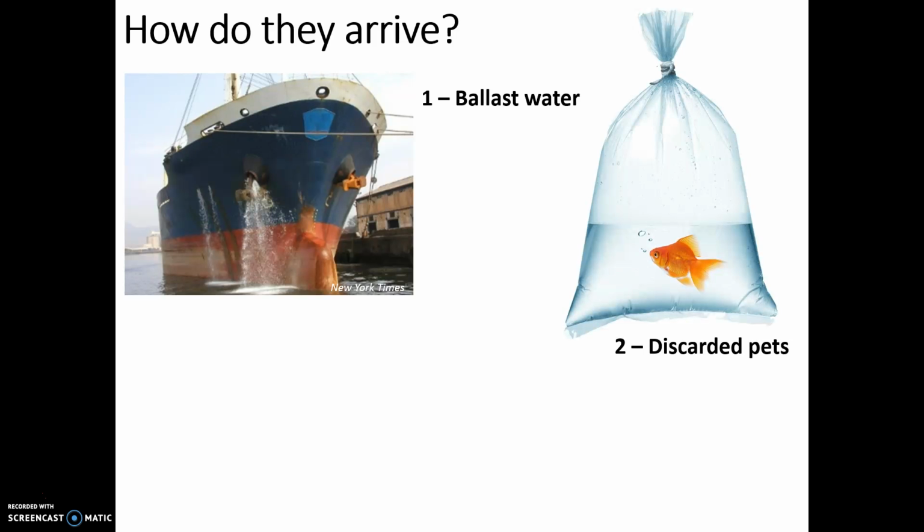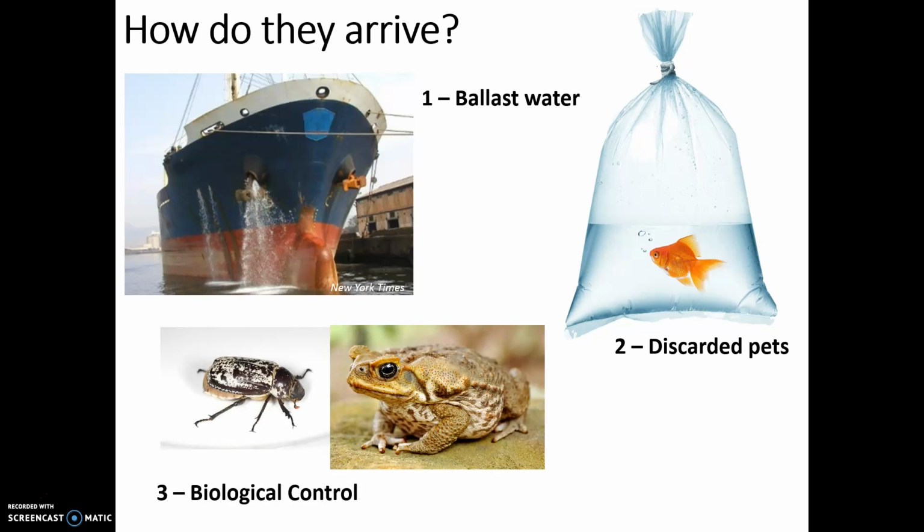Another method is discarded pets, as we saw with the lionfish, and that's also what happens with the guppy. Then biological control, which is also the case with the guppy for mosquito larvae. This is the case where the cane toad was introduced to Australia to control this beetle.